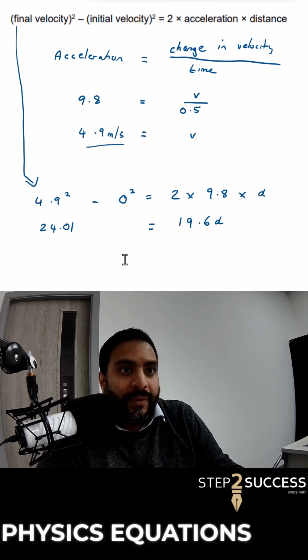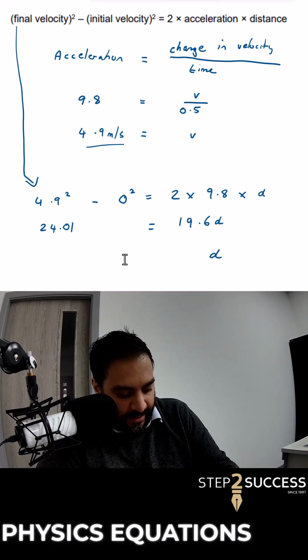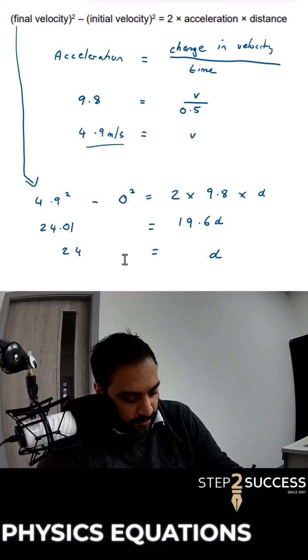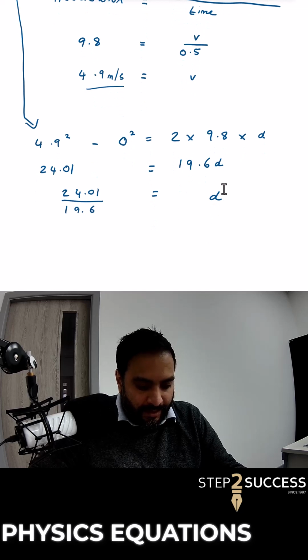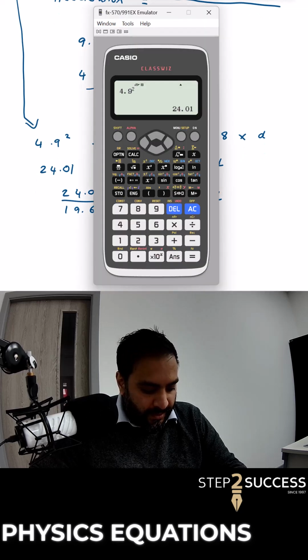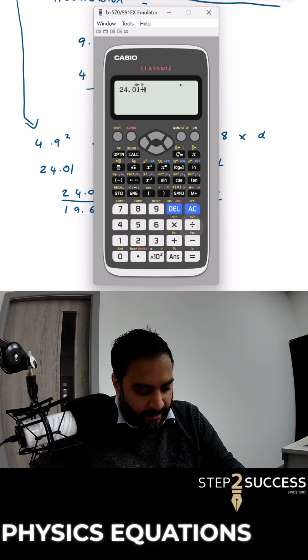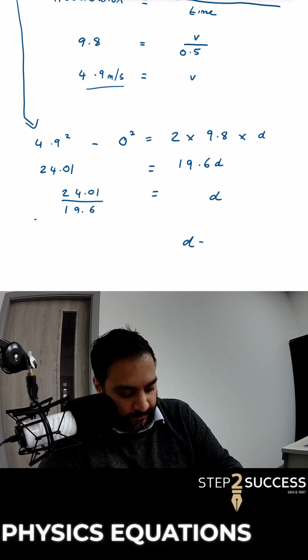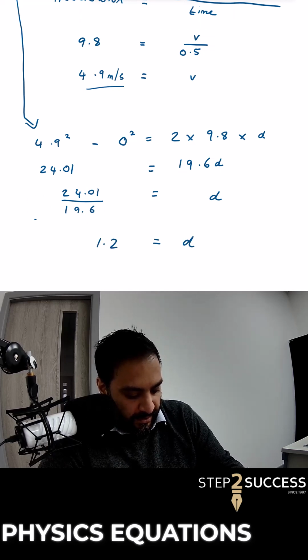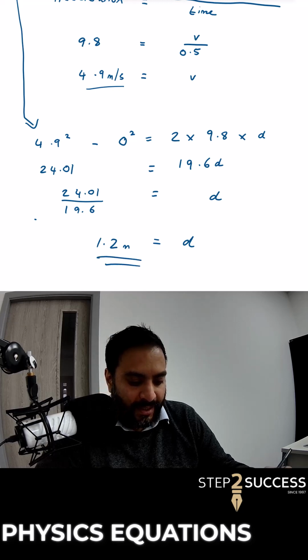So now, to work out what the distance is, I can just do 24.01 divided by 19.6, put that into the calculator, and I should have the answer. 24.01 divided by 19.6 is 1.225. Or we'll just leave it as 1.2 meters. And that is all 6 marks.